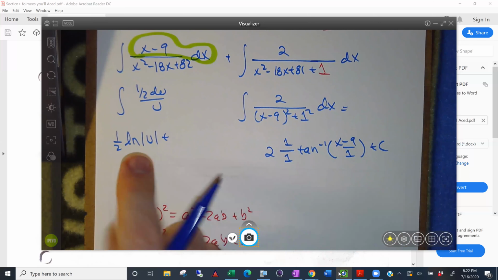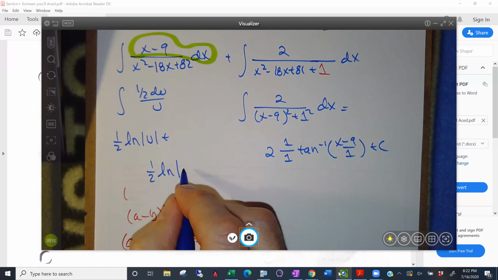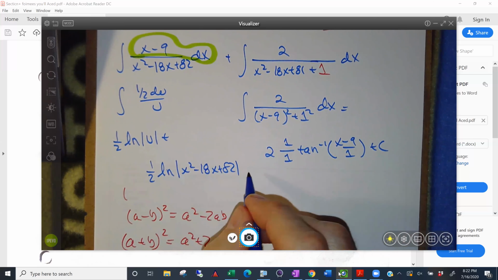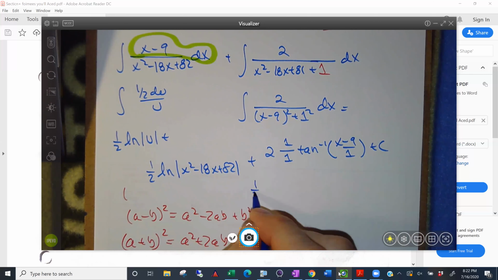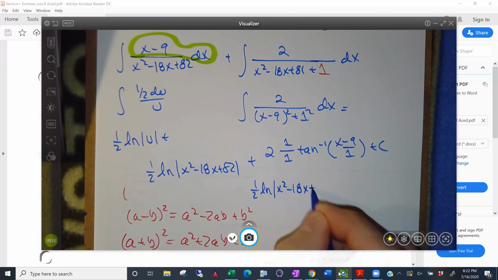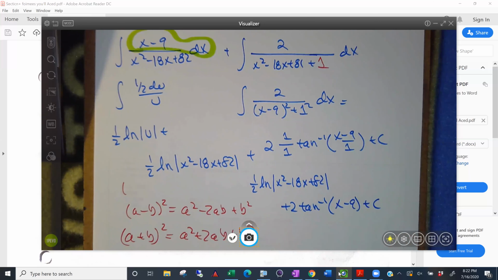We've got to go back and substitute in for u. 1/2 natural log of, that was x squared minus 18x plus 82, plus this. I'll clean that up a little bit just for good looks. 1/2 ln of x squared minus 18x plus 82 plus 2 times the inverse tangent of x minus 9 plus a constant. Mercifully, that's it.